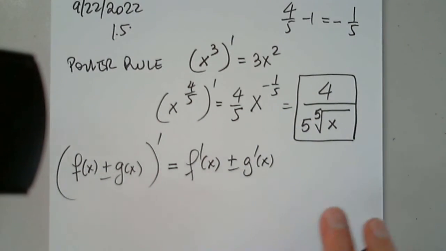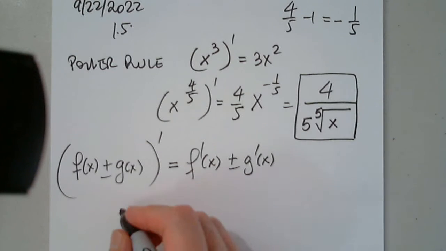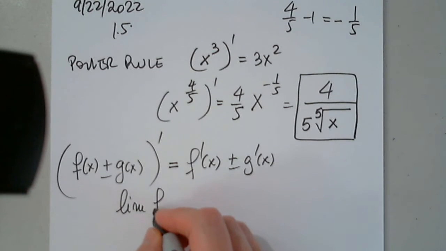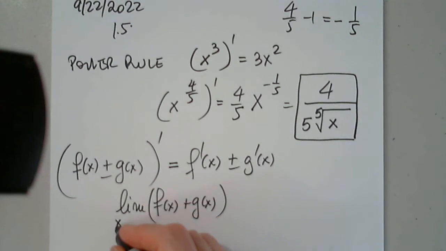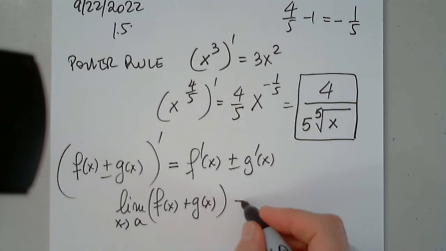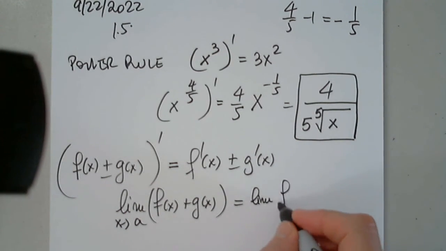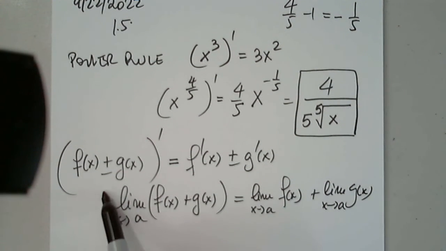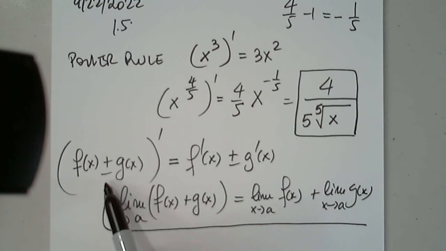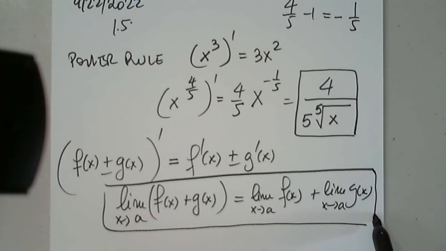Let me refresh your memory on the property I was talking about. Do you remember when we talked about the limit of f of x plus g of x as x approaches a? We said that this is the limit of f of x as x approaches a plus the limit of g of x as x approaches a. So this was a limit rule, one of the properties of limits.